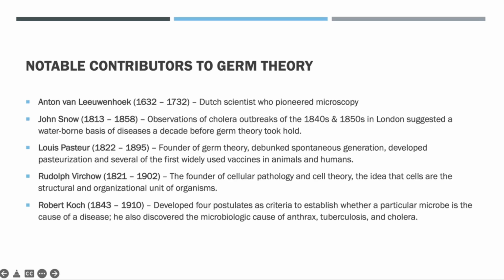Louis Pasteur was the founder of germ theory. He debunked spontaneous generation, developed the process of pasteurization, and was integral to some of the first widely used vaccines in animals and humans. Virchow was the founder of cellular pathology and cell theory, the idea that the structural unit of organisms is cells. Of course, Robert Koch, his postulates are used as criteria to establish whether a particular microbe is the cause of disease.